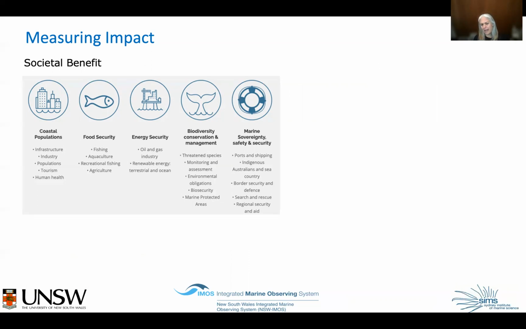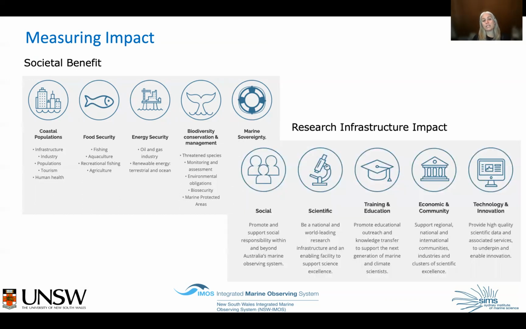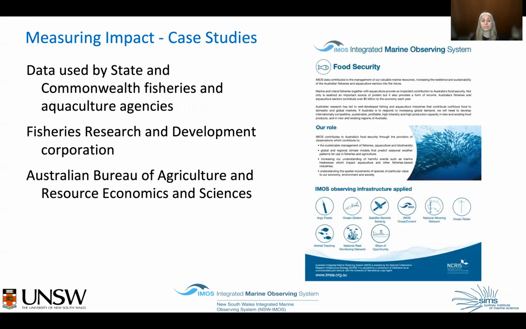Of course, it's very important to measure impact and societal benefit. IMOS have come some way towards this in recent years. We were not very good at it at the beginning. Initially, we were actually measured by the number of data sets we produced as part of our research infrastructure. But there are just different aspects of societal benefit and research infrastructure impact which need to be considered.